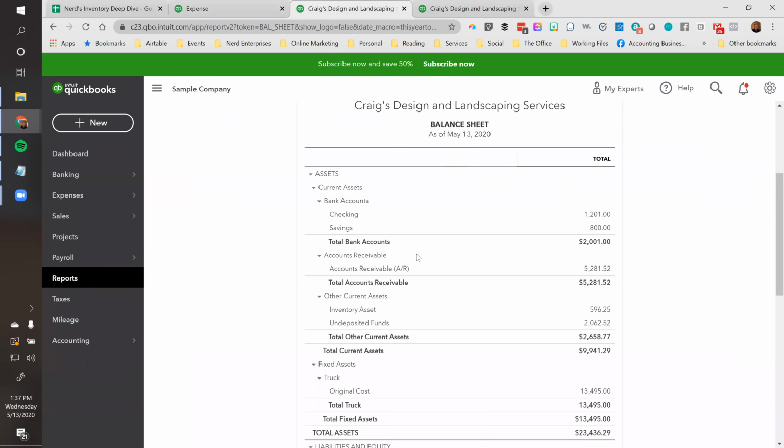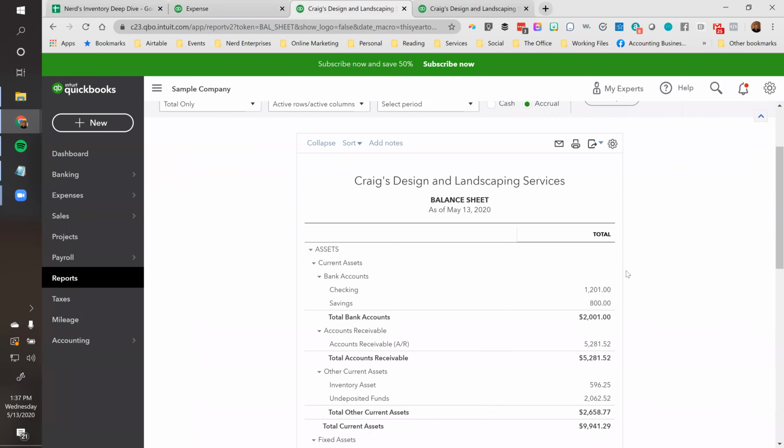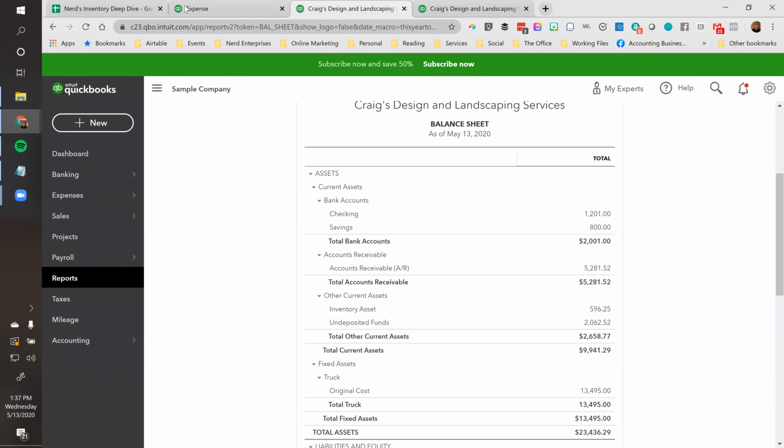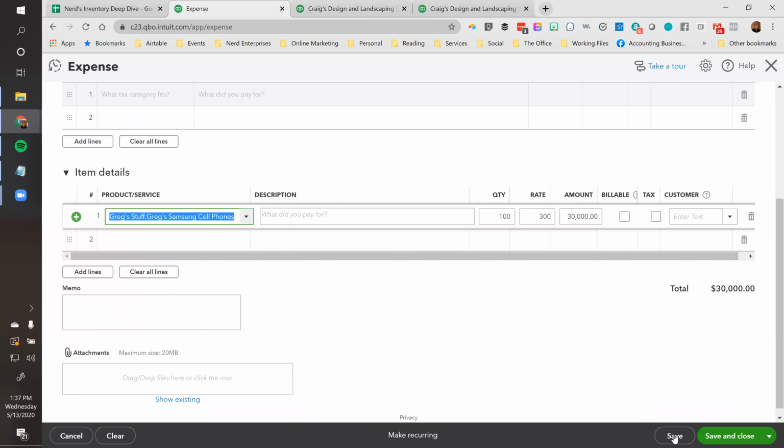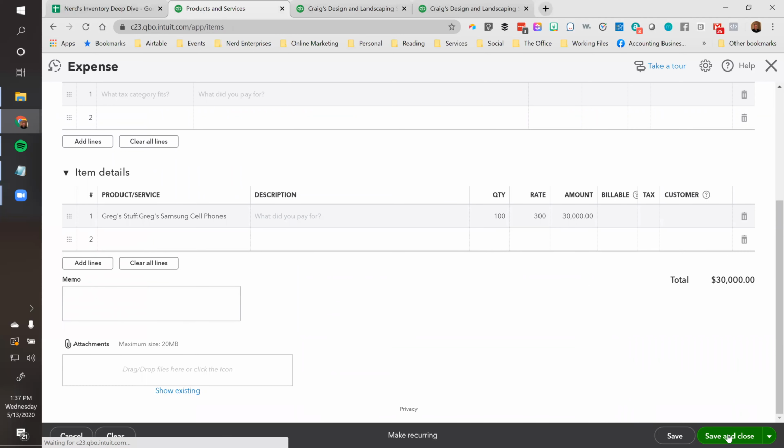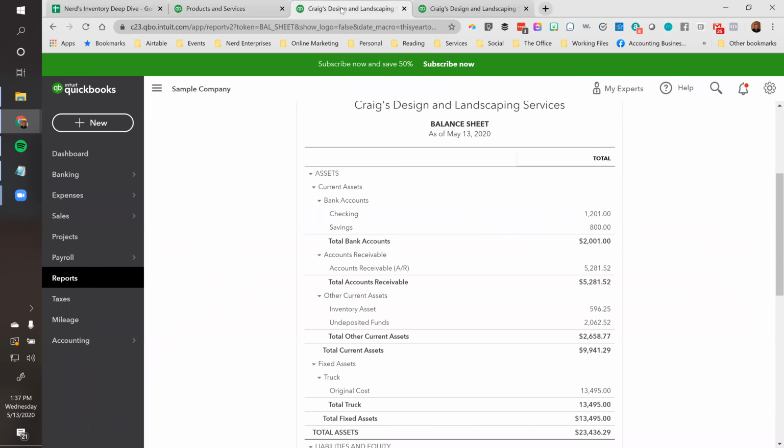Let's look at the balance sheet. Right now I have inventory of $596.25, so this is going to increase to $30,596.25. The difference is going to come out of cash. We're going to go very negative because we don't have enough money, but that's okay. That's the great thing about playing with fake money. Save and close. Over to the balance sheet.